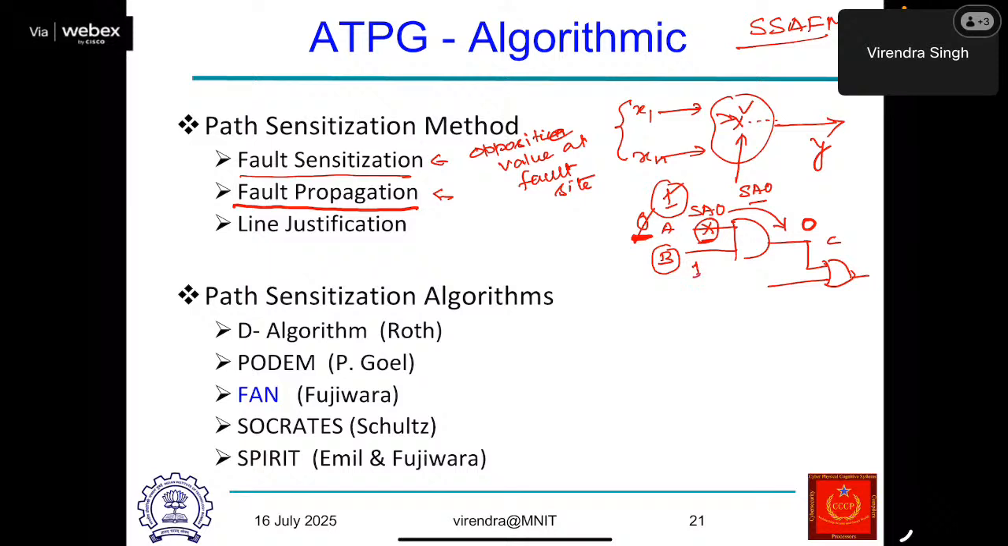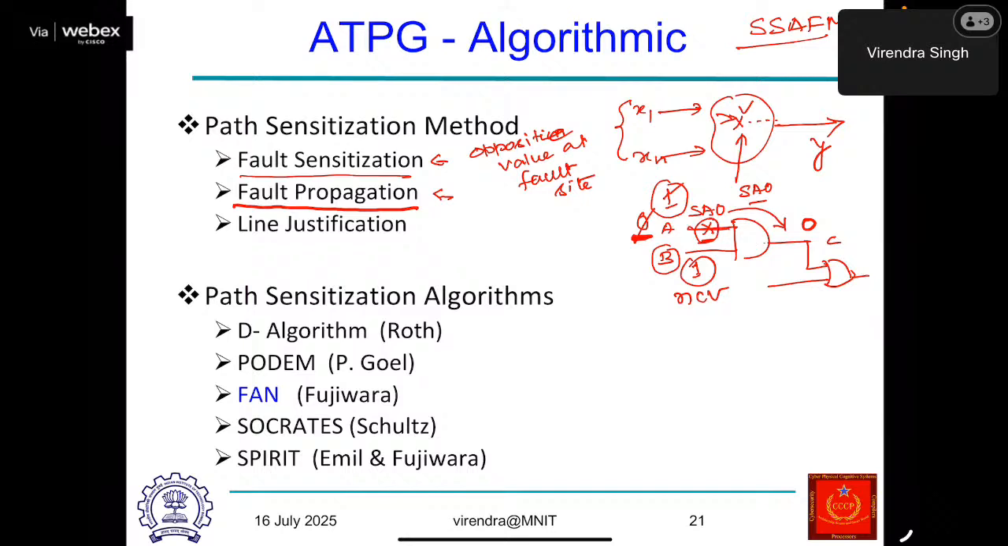Non-controlling value means the value which cannot determine the output. For example, for an AND gate, if the value is 0, that determines the output, so we call it the controlling value of that particular gate. If I apply 1, that 1 doesn't determine the output, and the output will depend on the other input, right? Therefore you have to have a non-controlling value at these off inputs to this path.